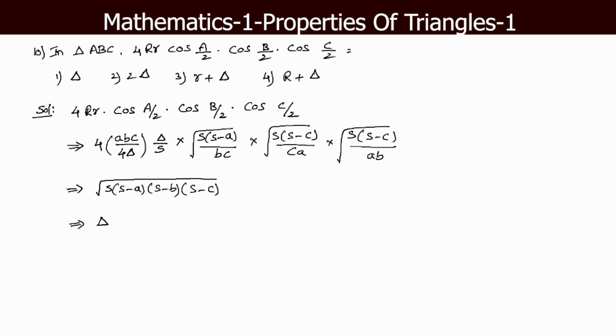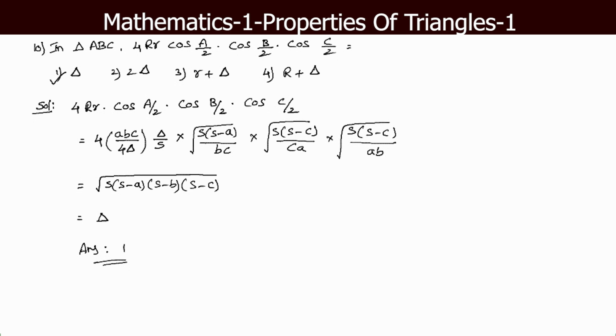Please remember, what we have used is capital R equals ABC by 4 delta, and small r equals delta by S, and cos A/2 is the square root of S into S minus A by BC. Similarly, cos B/2 is the square root of S into S minus B by CA, and cos C/2 is the square root of S into S minus C by AB. So here we have used the formula for capital R, which is ABC by 4 delta, small r, delta by S, and the half-angle cosine formulas. If you simplify, you get delta, so the correct option is option number 1.